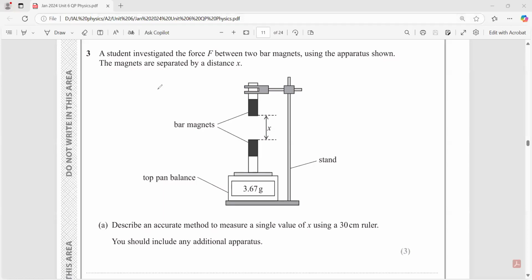So as I mentioned in the discussion, using a single measurement, we place a ruler and measure the height of the top of the first bar magnet and the bottom of the second bar magnet, and we just subtract. Like this distance is A, this distance is B, so B minus A will give us x. We should also mention: look perpendicular to avoid parallax error, use a set square, and place the ruler close to the bar magnets. These are the things you should also mention.